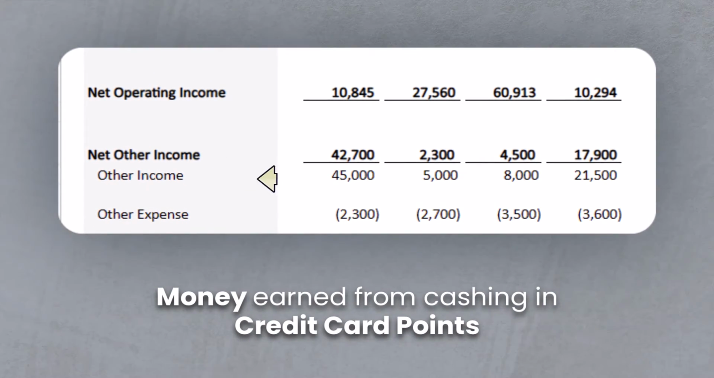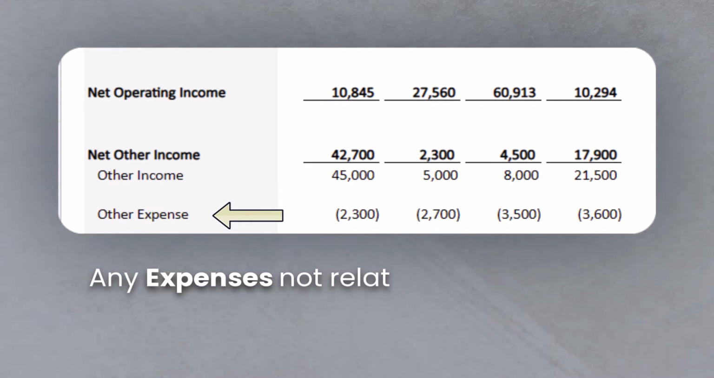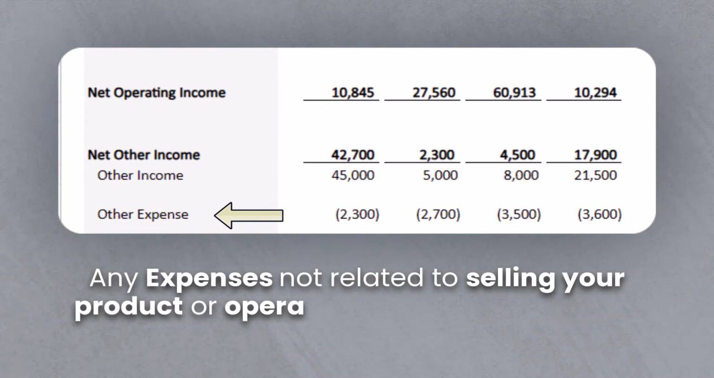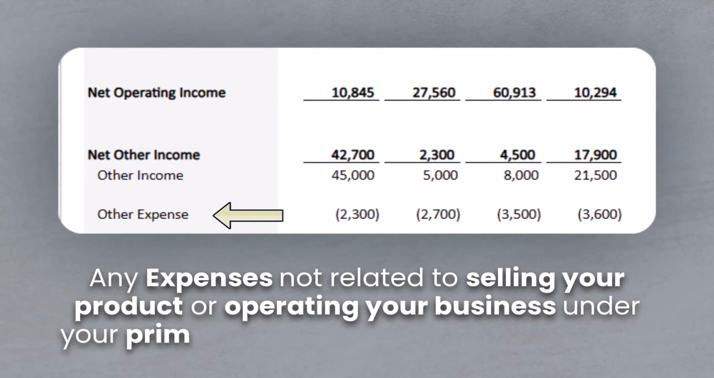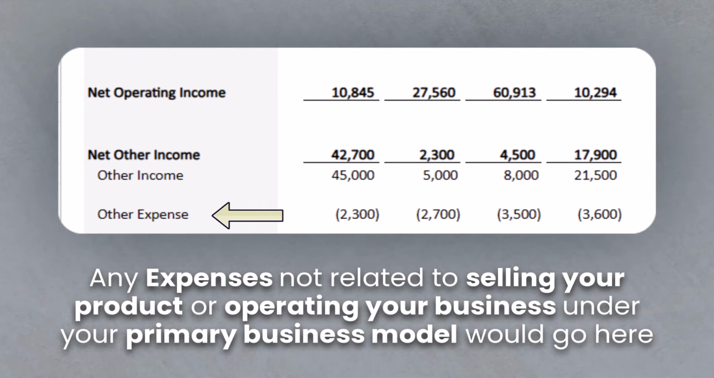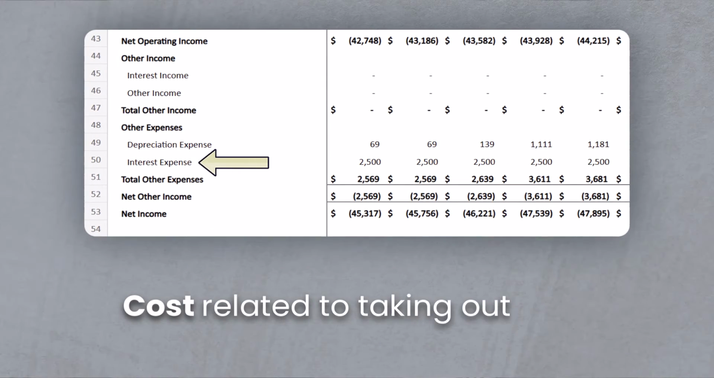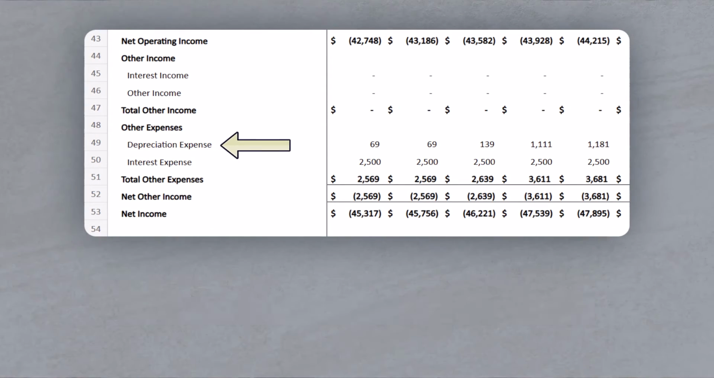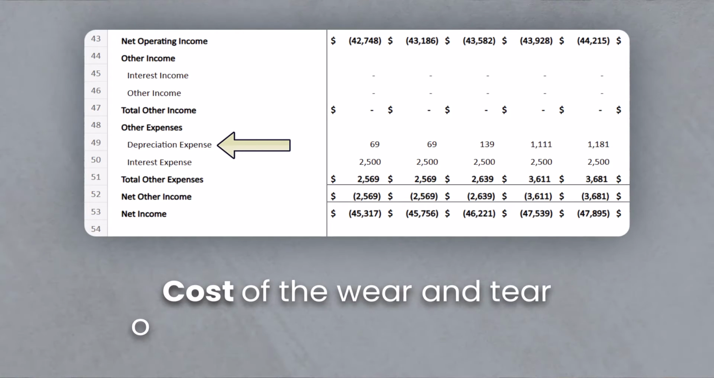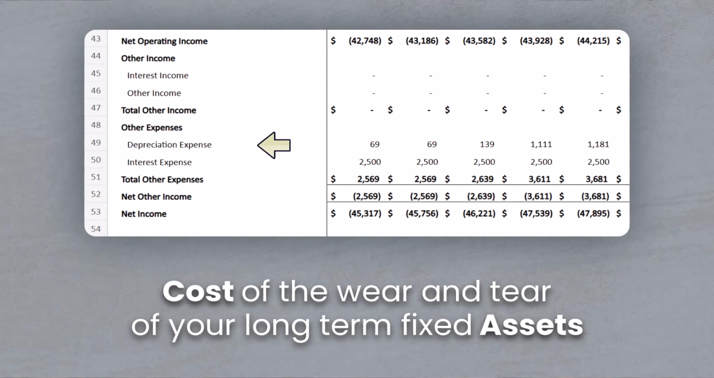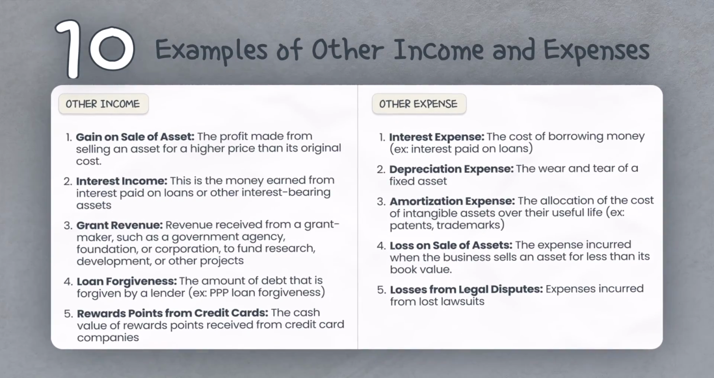The same holds true for other expenses. Any expenses not related to selling your product or operating your business under your primary business model would go here. So common line items would be interest expense, which is a cost related to taking out debt, or depreciation expense, which is the cost of the wear and tear of your long-term fixed assets. Here are some other examples of other income and other expenses.